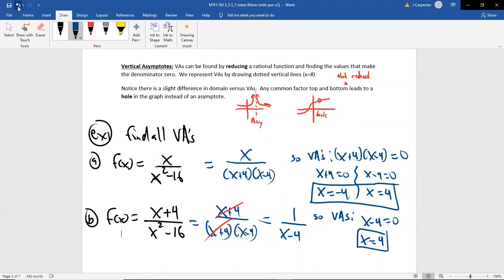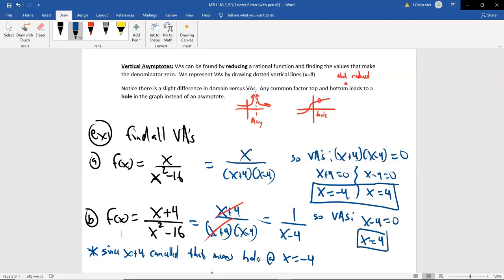Now, I did only ask for the vertical asymptotes, but I want to put this extra memo here as well because it is important. We said that any common factor top and bottom leads to a hole in the graph. So I just want to point out that since x plus 4 canceled, that means there is a hole at x equals negative 4. Remember, factors and zeros have opposite signs because you're just subtracting 4 if you had x plus 4 set equal to 0.